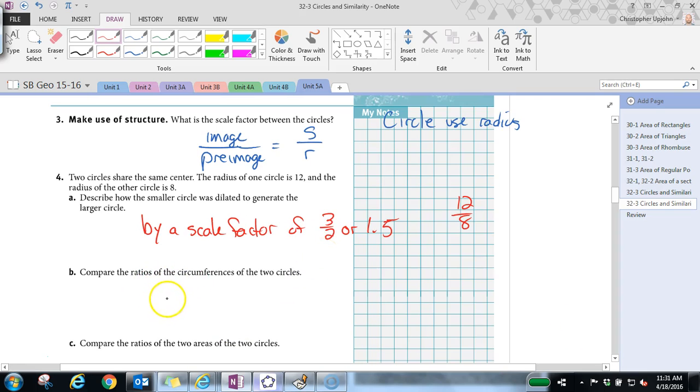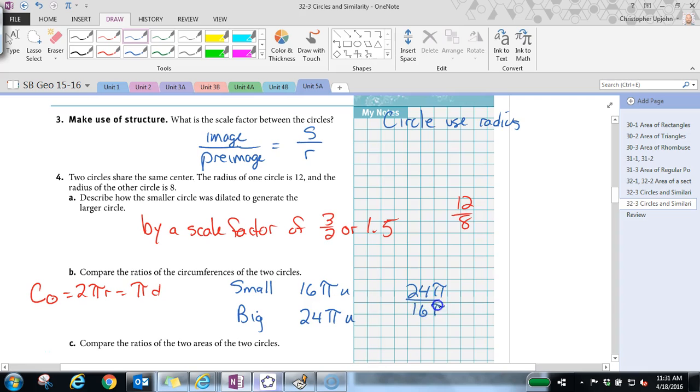Compare the ratios of the circumference of the two circles. Remember, the circumference is 2 pi r, or pi d. So the small circle, it is 16 pi. We want exact answers, so 16 pi units. The big circle, 12 is our radius, so multiply that by 2, we get 24 pi units. The ratios, we're going to put the bigger circle over the smaller to be consistent with letter A, and that reduces down to 3 over 2, or 1.5.